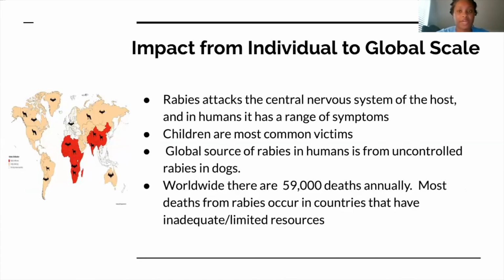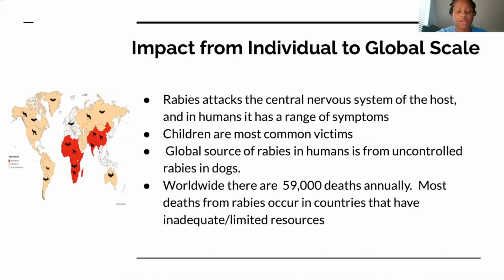So, the impact of rabies from an individual to global scale. Rabies attacks the central nervous system, as we mentioned before, and in humans has a range of symptoms from increased anxiousness to partial paralysis to hydrophobia in its final stages. Children are the most common victims. When it comes to rabid dogs or stray dogs, children are more likely to be bitten and more likely to be exposed through multiple bites to high-risk sites on their body. The global source of rabies in humans is uncontrolled rabies in dogs.